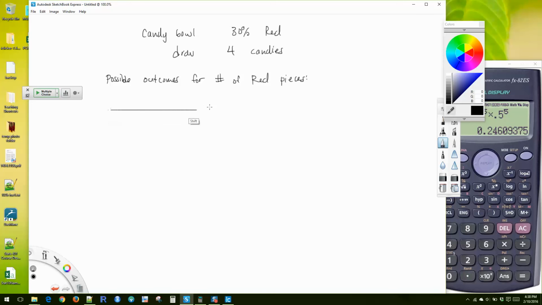Well, for the number of red pieces I can get, I'm going to say x is the possible outcomes. I can get anywhere from 0, 1, 2, 3, or 4. And we can find the probability of each of these. What's the probability that I end up getting 0? Well, this is going to be 4 choose 0, 0.3 raised to the 0, and 0.7 raised to the 4. And then all of these just follow a similar pattern. 4 choose 1, 0.3 raised to the 1, 0.7 raised to the 3. I'm going to just go ahead and fill this out.